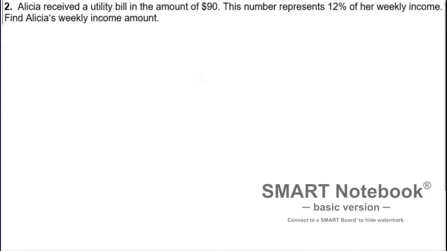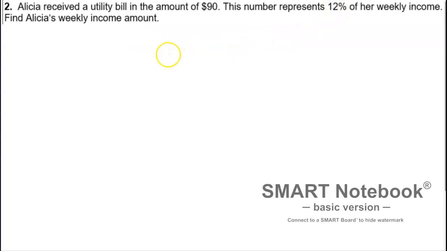For example, this question was missed by most students, okay, in all of 6th grade. So let's go and just get into the problem, solve it, and then we're gonna start giving you guys opportunities in the future to start really preparing for the CBAs, okay? Anyways, Alicia received a utility bill of $90. This number represents 12% of her weekly income. Find the weekly income, okay?